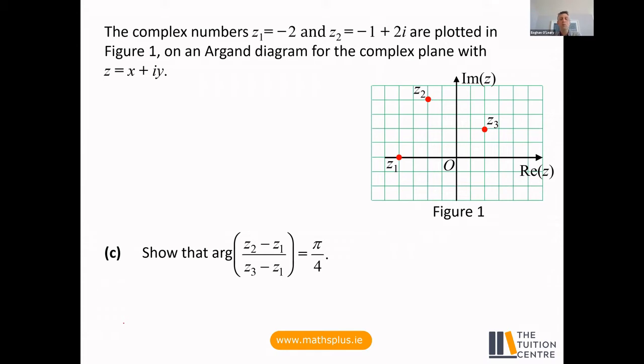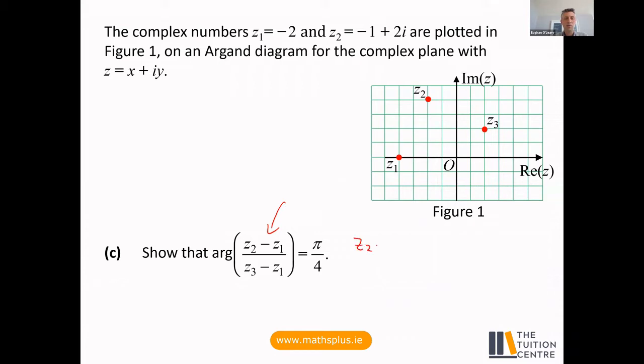Okay. So I'm going to do it in 2 ways. I'm going to write one way out here. As I always kind of say, if you don't know what to do, do what you know. So you could be looking at this question, where it says show that the arg, or the argument, of Z2 minus Z1 divided by Z3 minus Z1 is equal to pi over 4. And you might say, well, I don't know how to do that. But look, you do know how to simplify down what's inside in this bracket.